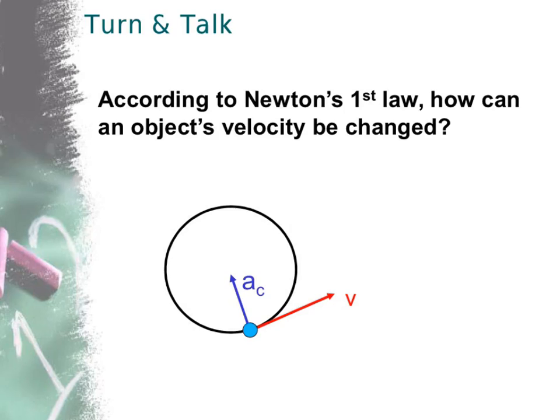According to Newton's first law, how can an object's velocity be changed? Well, according to Newton's first law, for every... I almost said Newton's third law. An object in motion tends to stay in motion unless acted upon by an external force. So there needs to be some force being exerted on our ball going around in a circle in order for this circular motion to even exist. So what force is causing that? And that's going to be the subject of today's lesson.